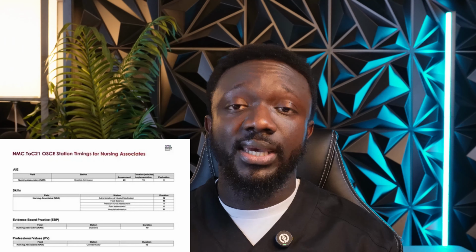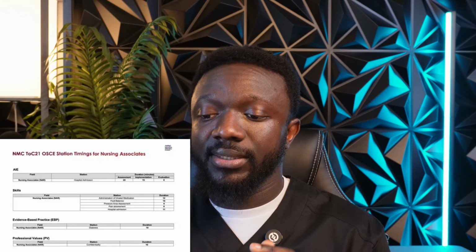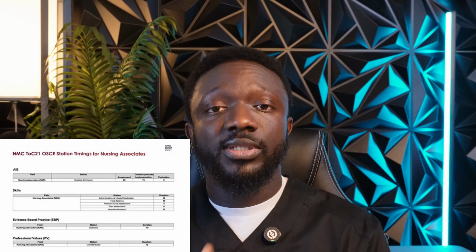And then for evaluation, you are going to hand over the patient's care, whether to a colleague or to a nurse or a doctor who is going to receive the patient from you. For the skills stations, these are the stations you are going to be examined on. We have the administration of inhaled medication, fluid balance, pressure area assessment, pain assessment, and hospital admission.